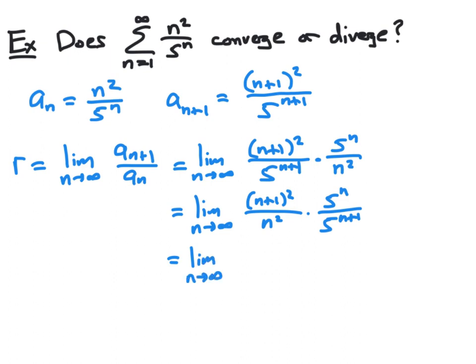We get the limit as n goes to infinity. This first term we can rewrite as (n plus 1 over n) quantity squared. The second factor here, 5 to the n over 5 to the n plus 1, this actually becomes 1/5, because we can cancel 5 to the n in both expressions, and we have one factor of 5 remaining in our denominator to leave the 1/5.